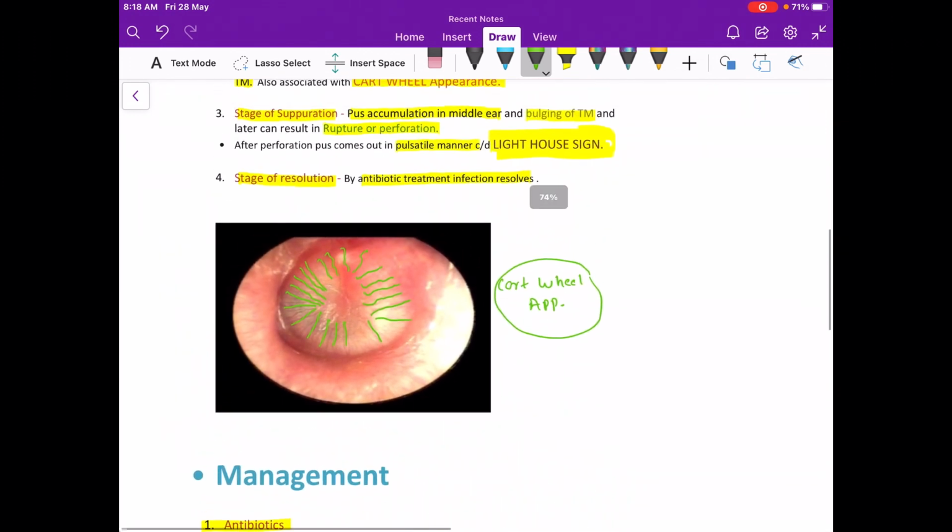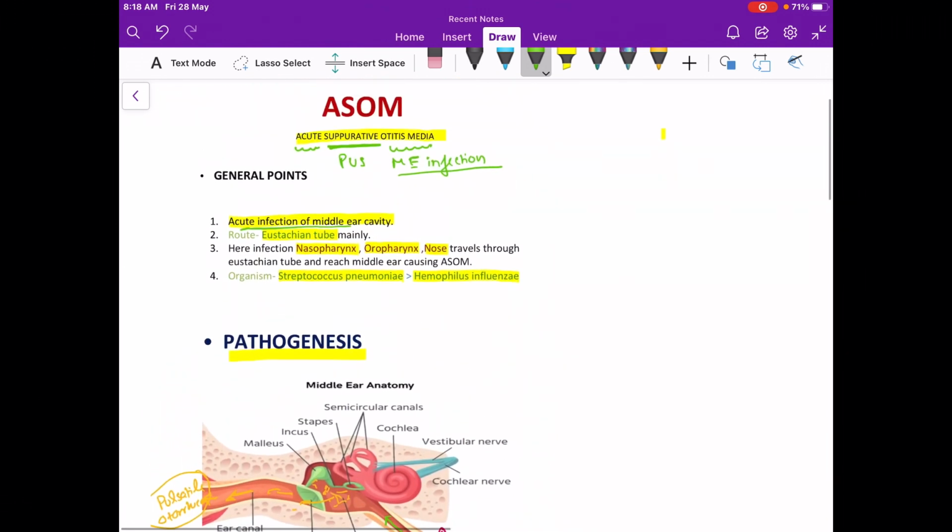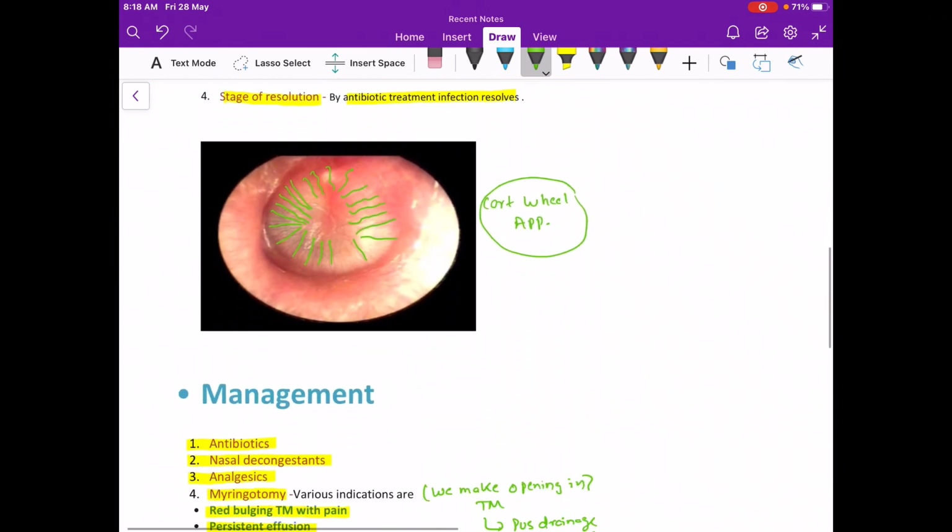We have studied the complete ASOM in three parts, that is general points, pathogenesis, and the management.